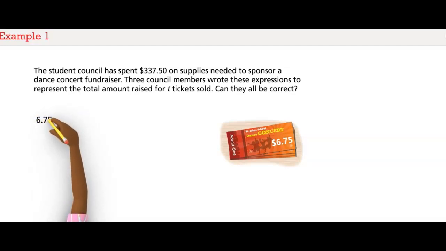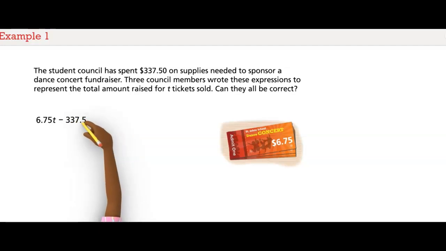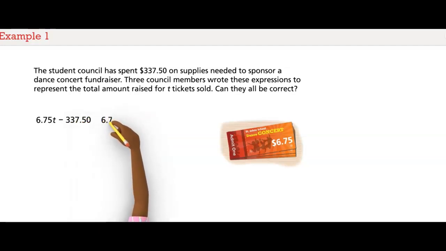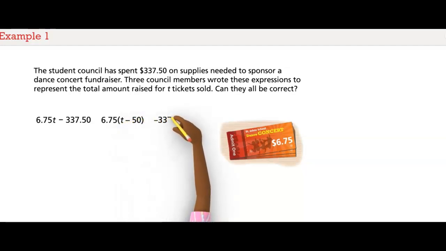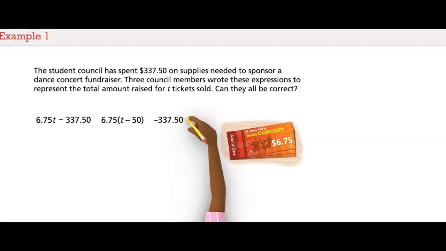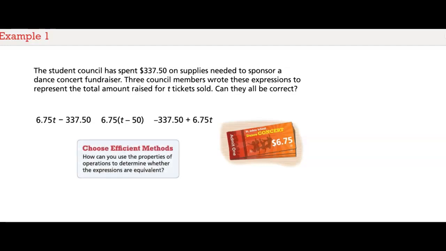6 75/100ths times T minus 337 50/100ths. 6 75/100ths times the quantity T minus 50, and negative 337 50/100ths plus 6 75/100ths times T. Can they all be correct? How can you use the properties of operations to determine whether the expressions are equivalent?